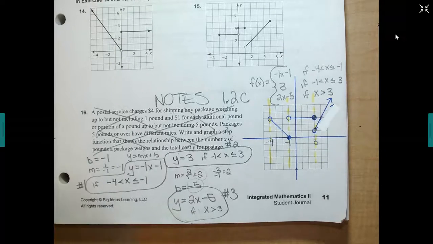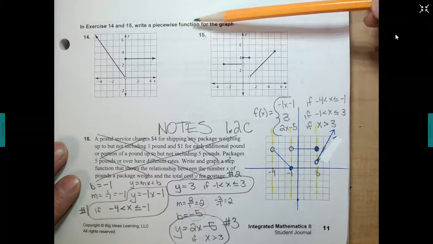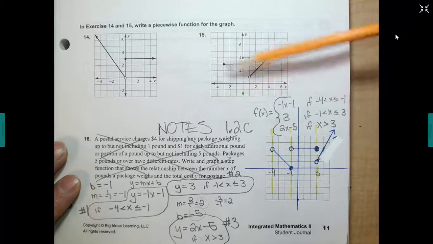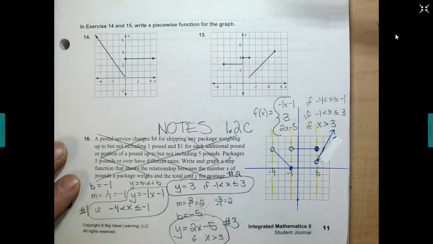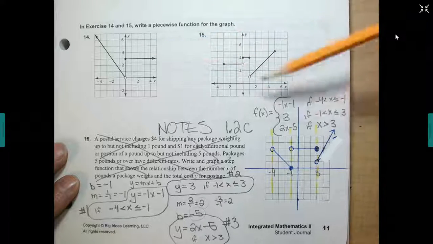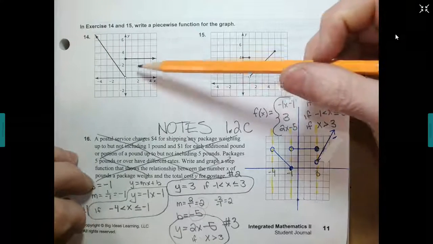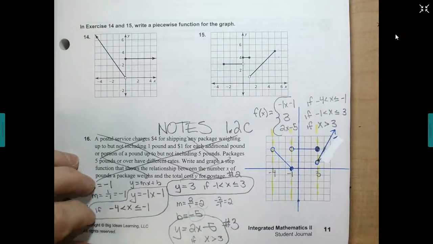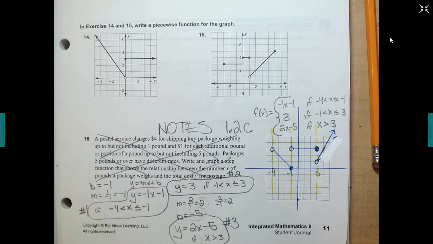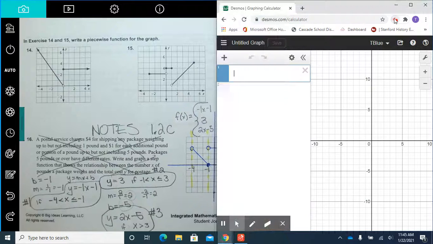Created the functions. So you get to write a piecewise function for these two graphs. That's all you have for homework tonight, is to write a piecewise function for those two graphs. All right. If you'd like extra work or an extra challenge, I'll put in a worksheet, and you can do a couple more of these to impress me. But if not, your homework is number 14 and 15. All right. Good luck. Please ask me any questions that you have, and Godspeed.